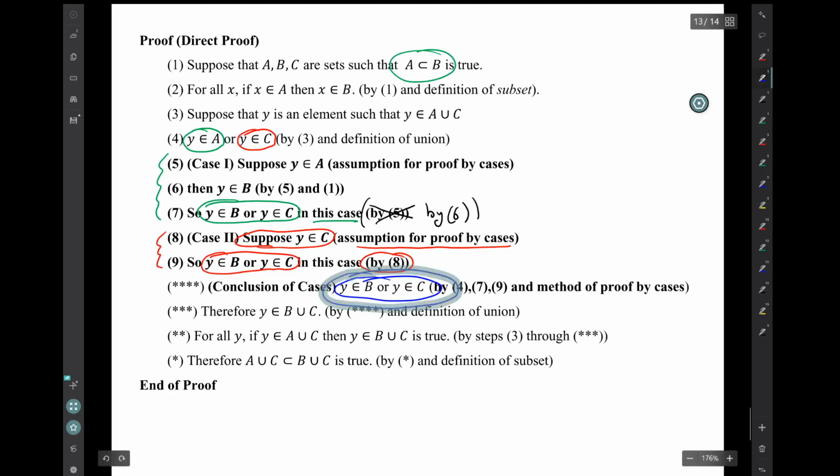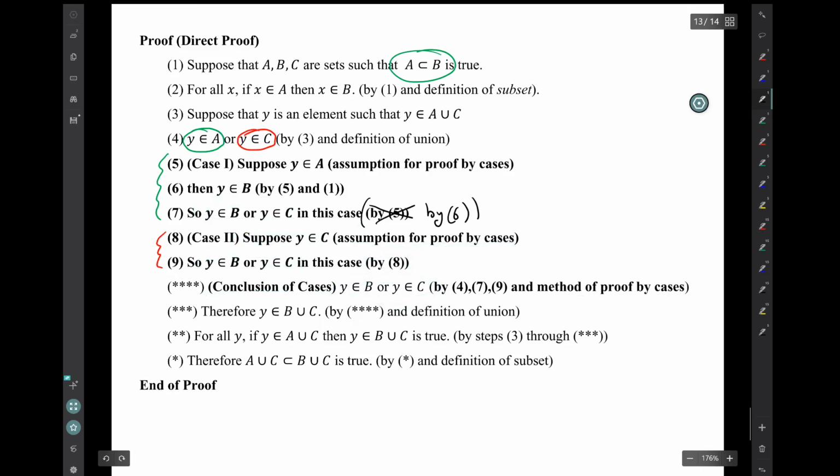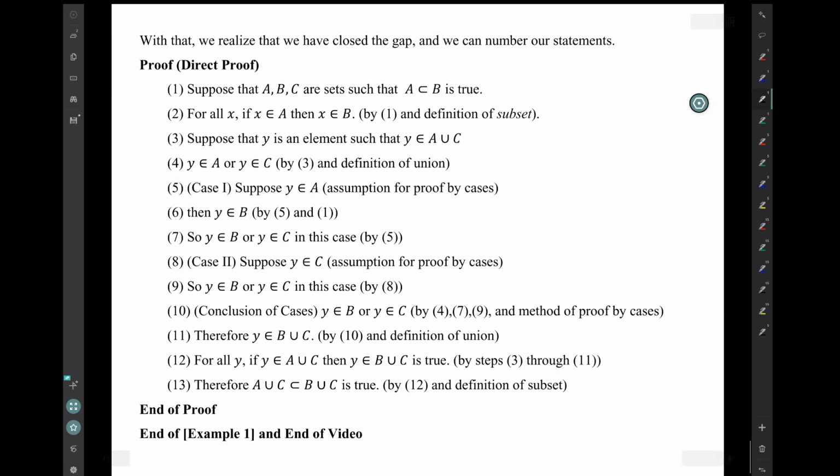So we can put in what we call the conclusion of cases. You say that, well, this blue statement is true because it's true in every case. That's the method of proof by cases. So this sequence of steps was bridging that mysterious gap in the middle of the proof. With that, we realize that we've closed the gap. We can number our statements 1 through 13. All the justifications are there.